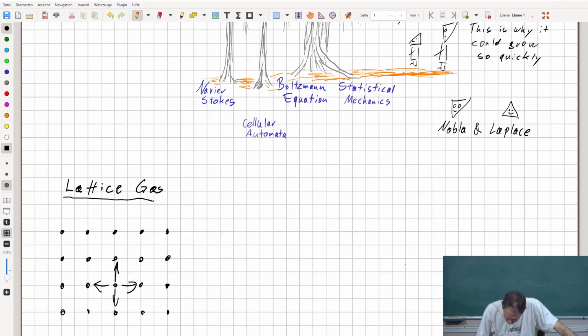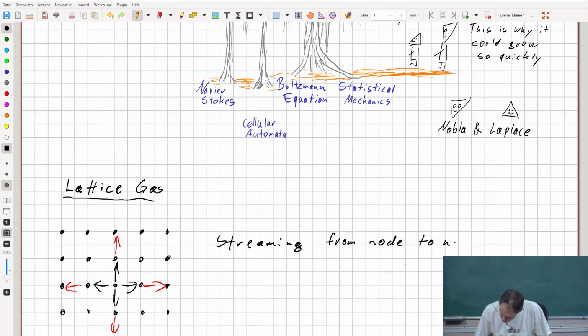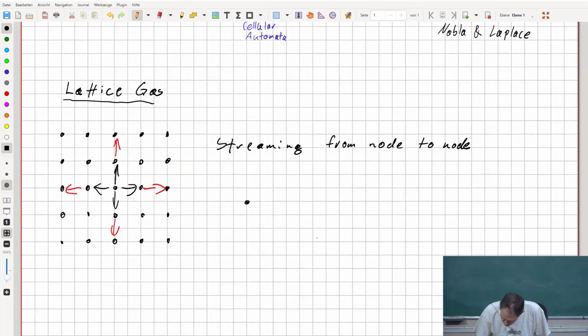And then we have their speed, and according to their speed, we make a time step, and in the next time step the particle will just have moved according to this line. So it's jumping one lattice node in one time step. And this is something that we then call streaming, from node to node. I should say that these things here are the speeds.